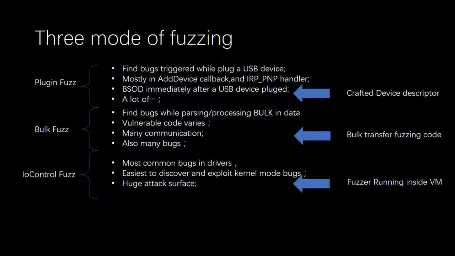And here are the modes of fuzzing. The first is plug-in fuzzing. This process finds the bugs when you just plug your USB device into your PC and some code will run. The second is bulk fuzzing, where we send some random data when the driver requests some bulk data.